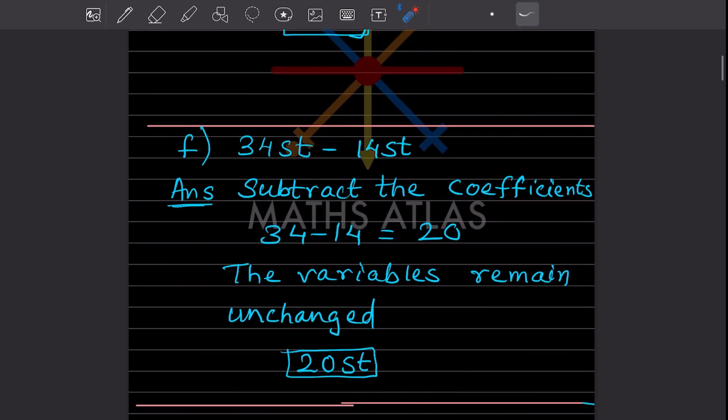Now here, see here, there is a subtraction problem. So 34 minus 14 is 20. So you have to subtract. And of course, the variables remain unchanged over here because there is a negative sign. So you will just write 20st.